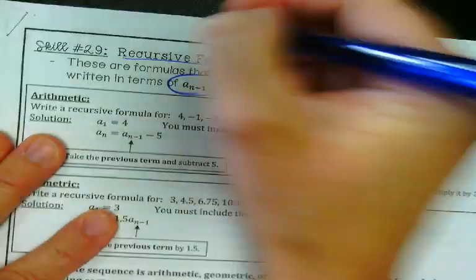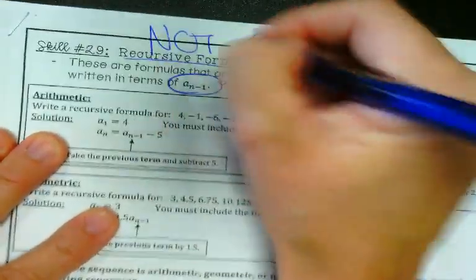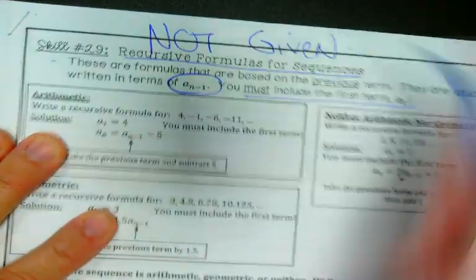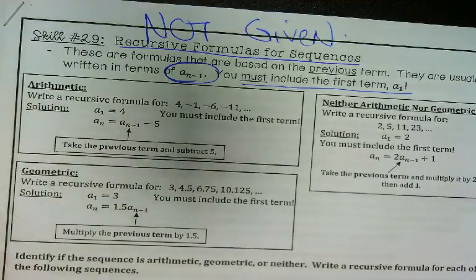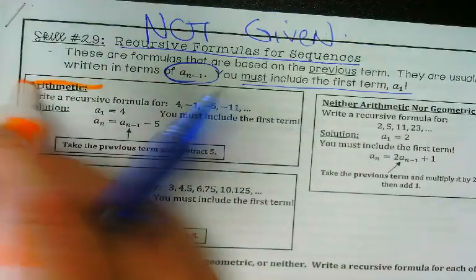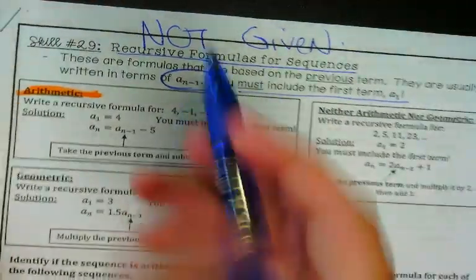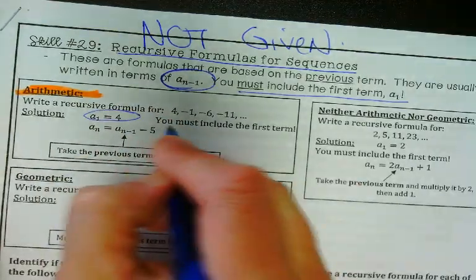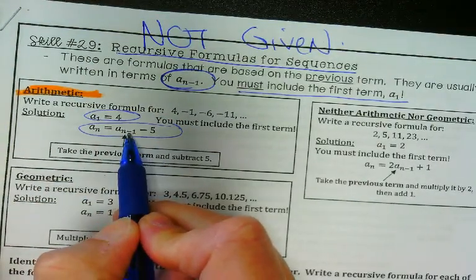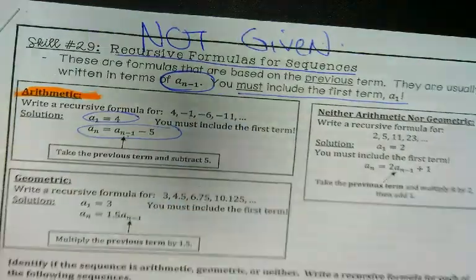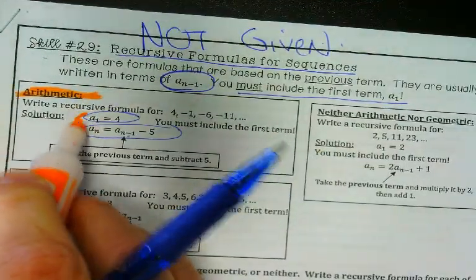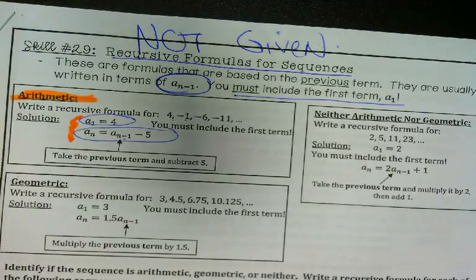So I just want to make a note here. This is not given. You have to memorize this formula. Okay, so here's how it works. If it's arithmetic, obviously it means addition or subtraction, you state a sub 1, and then you state the rule. You take the previous term and subtract 5. So I subtract 5, subtract 5, subtract 5. So this is what they're looking for. State a sub 1, and then state the rule.